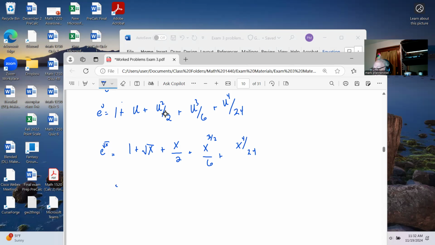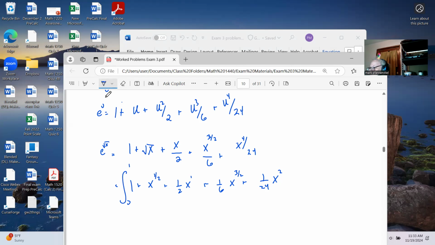So let's go ahead and say this is equal to 1 plus the square root of x. Actually, let's keep it as a calculus problem and say this is x to the 1 half, plus 1 half x, plus 1/6 x to the 3 halves, plus 1 over 24 x to the 4 halves, I'm sorry, squared. There we go. And we wanted to integrate this thing between 0 and 1.